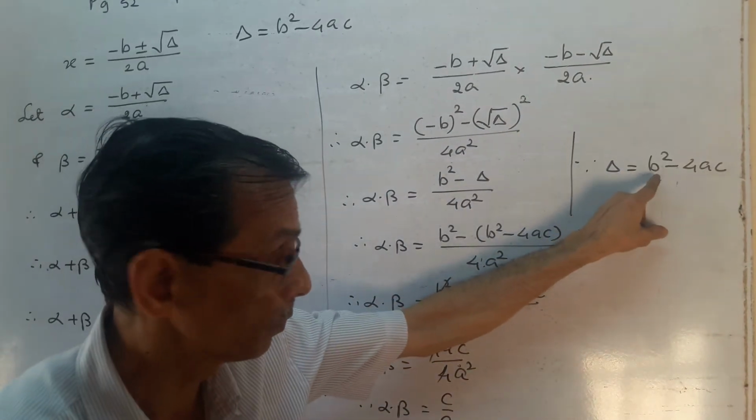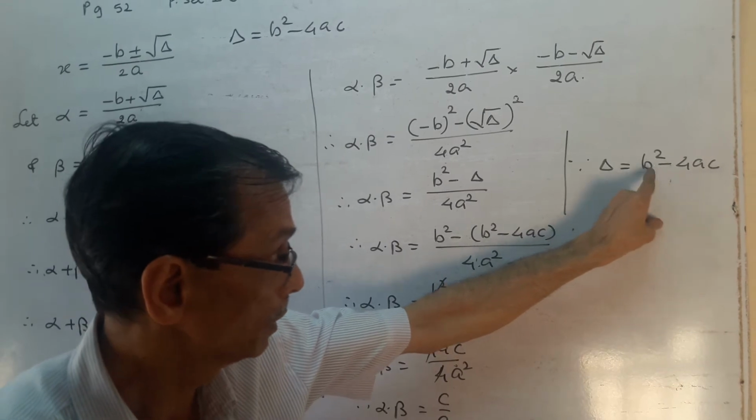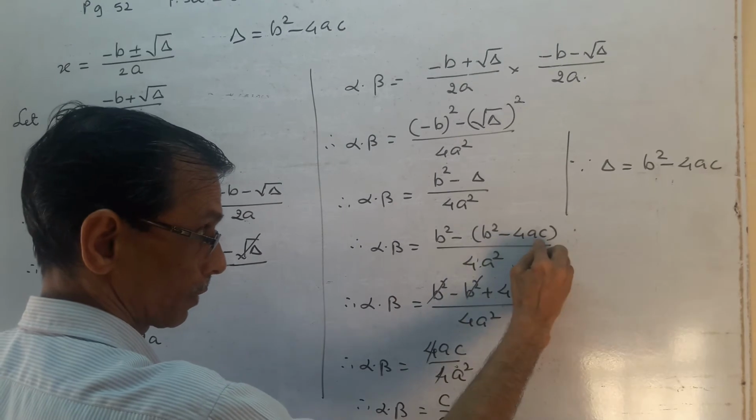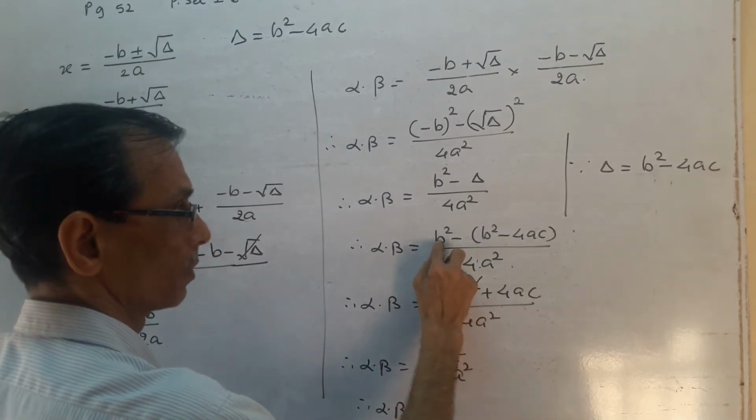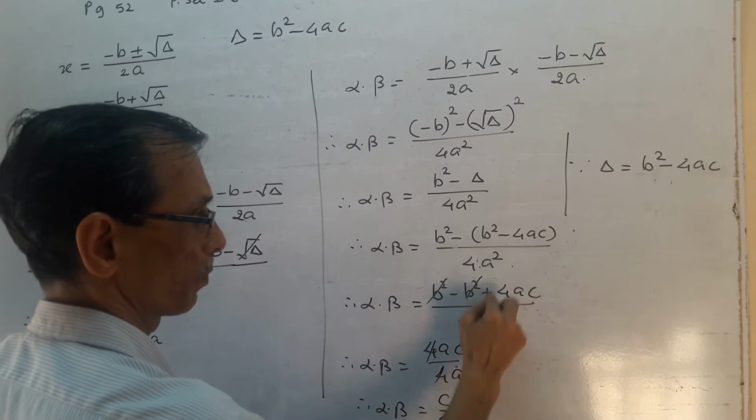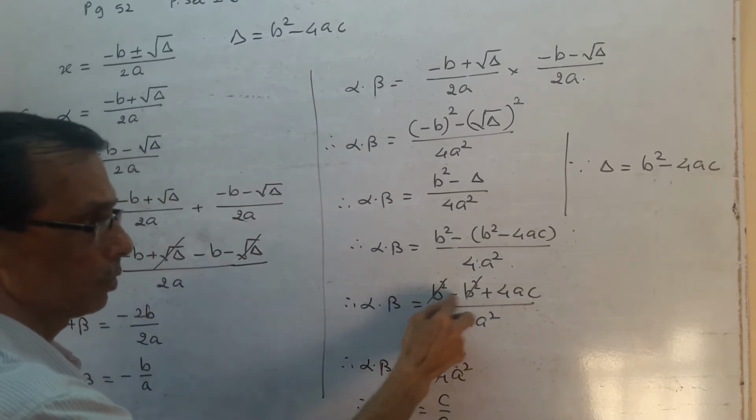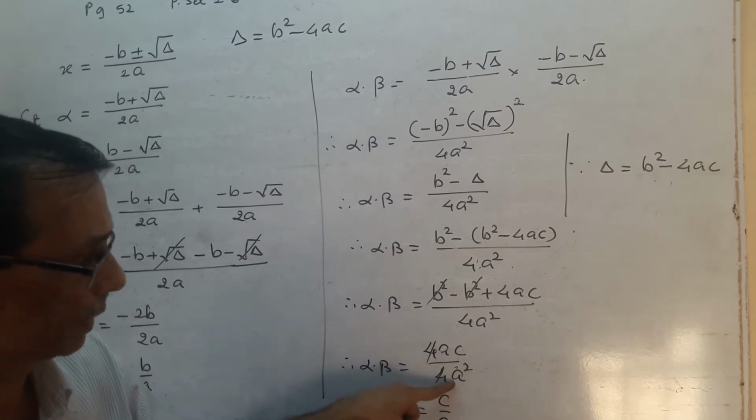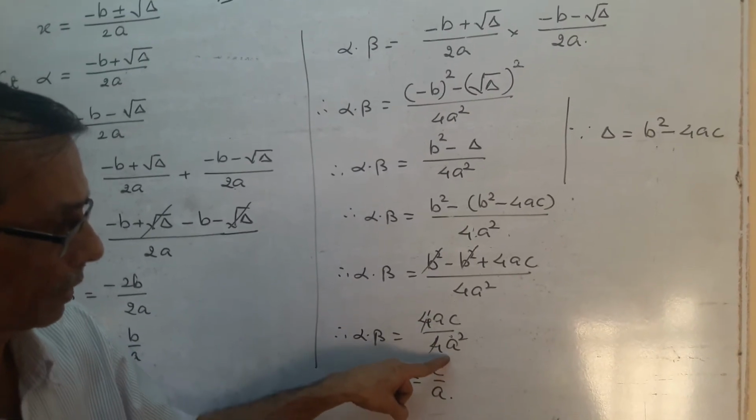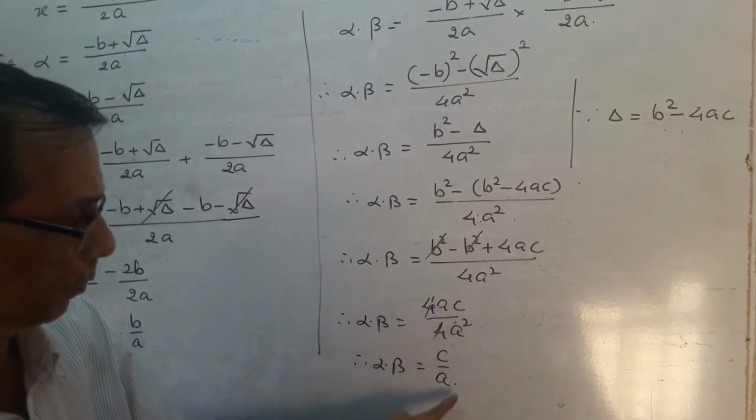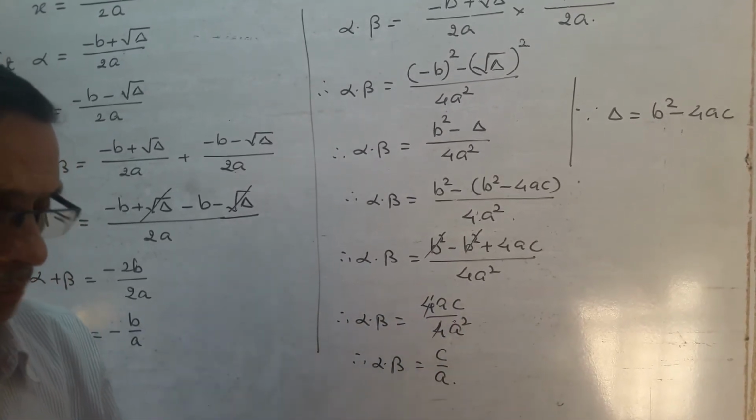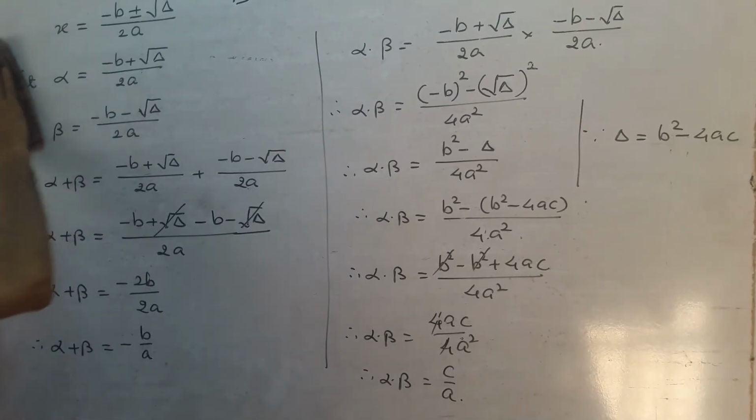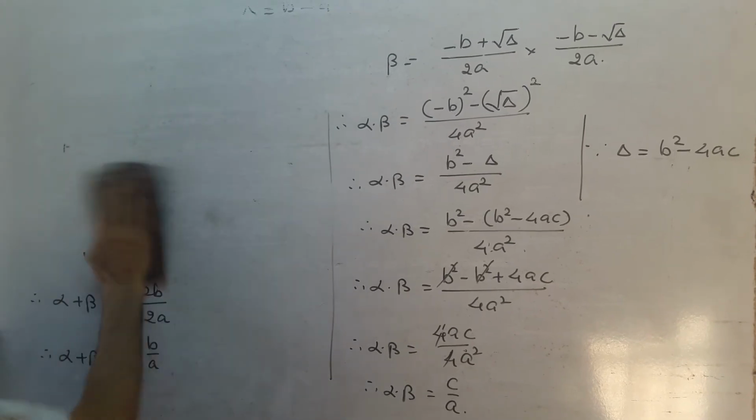But we know that delta is equal to b square minus 4ac. So I substitute delta by b square minus 4ac and simplify here. So b square minus b square plus 4ac. So plus b square minus b square will get cancelled and we get 4ac. Again 4 and 4 get cancelled, a will get cancelled from numerator and denominator. So in the denominator a will remain, and that's c upon a, and therefore alpha into beta is equal to c upon a.